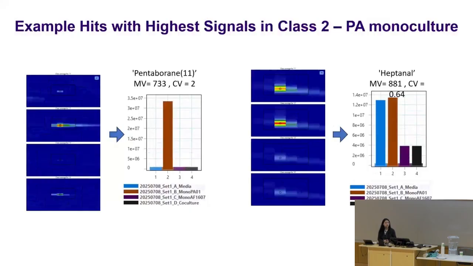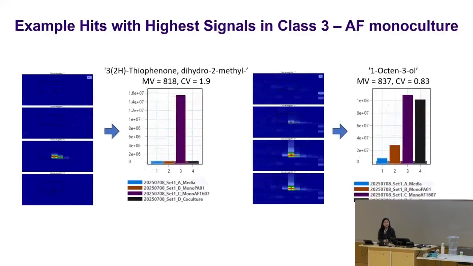And here are another 2 example hits with high signal in our PA monoculture. Specifically, this one is only shown in the PA monoculture, so it might be produced by PA, and since it does not show up in the co-culture, this analyte might be constrained by the presence of the AF culture. For the other analyte, we can see it shows up in both media and PA monoculture. So it's not affected by the presence of PA, but it's constrained by our AF culture.